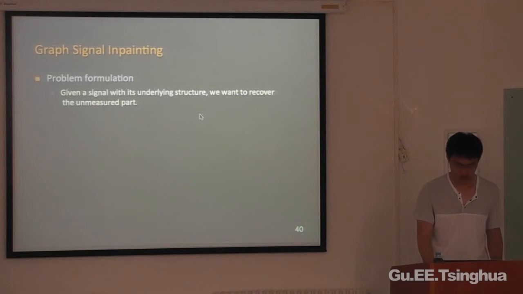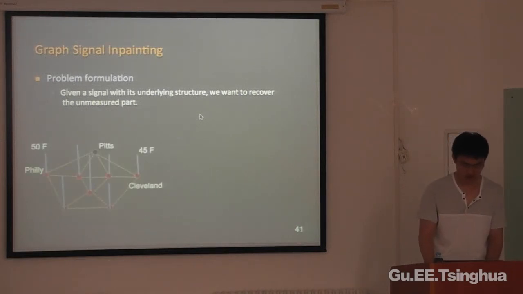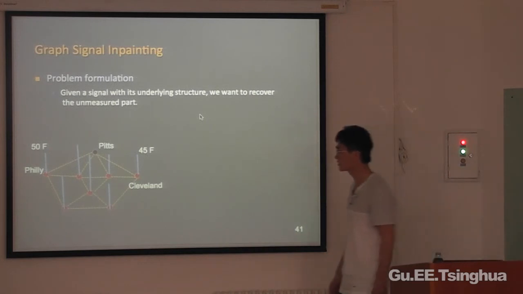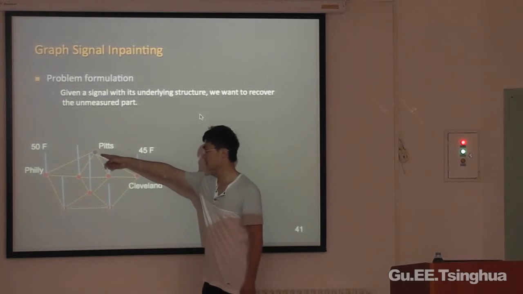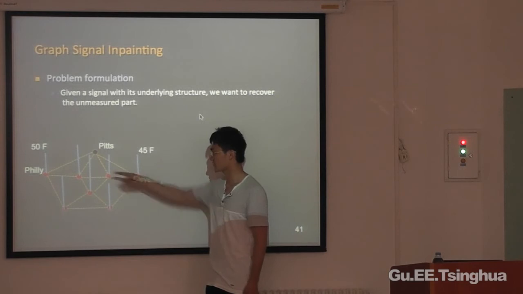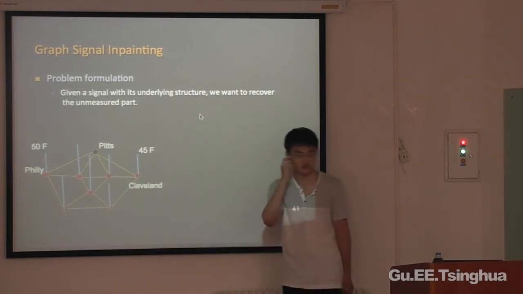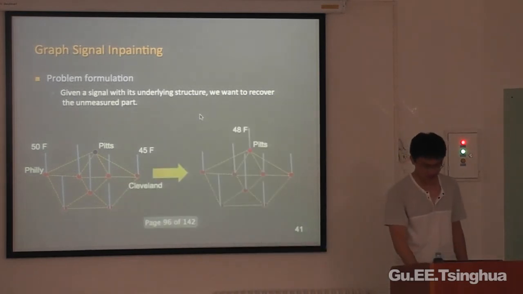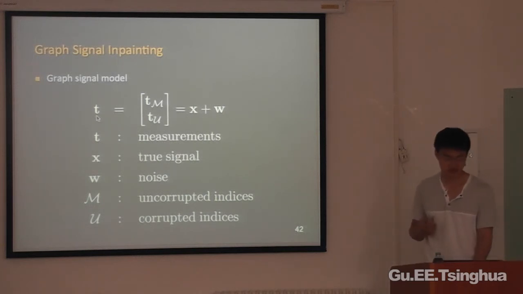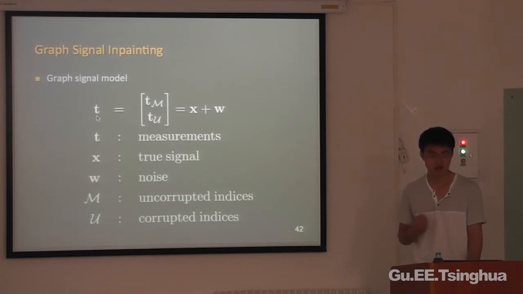Still the problem is, given a structure, we want to recover the measurements. The example is still the temperature. We want to recover the missing value in Pittsburgh. There's a temperature, and we have Philadelphia and Cleveland. They're very close to Pittsburgh, and we want to recover the value in Pittsburgh. So still we will use total variation and smoothness. Again, this is a signal model, but T and X here are not signals again, they're graph signals, which means there is some complex and irregular structure behind them.